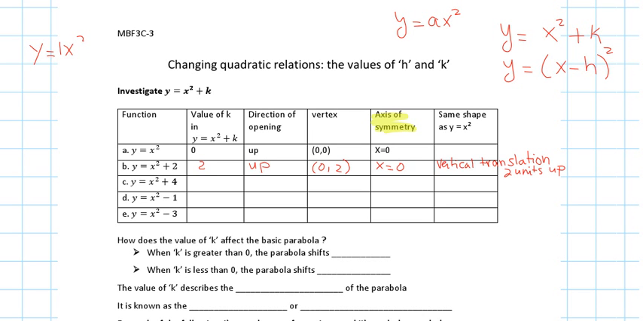Okay, x squared plus 4. What's the k value? The direction of opening? Vertex? Axis of symmetry? And then vertical translation? How many units? 4 units up.